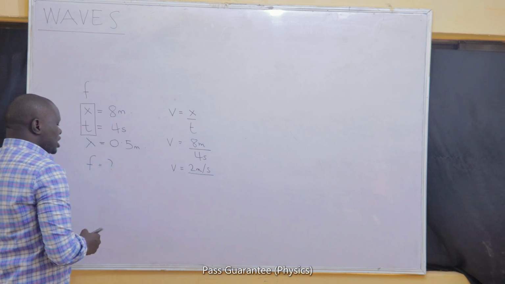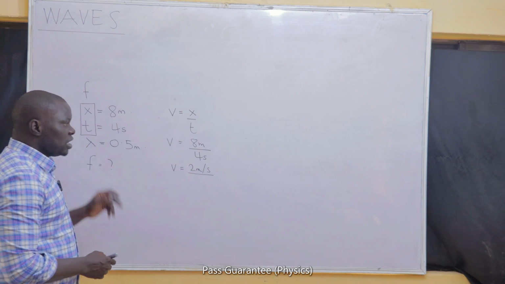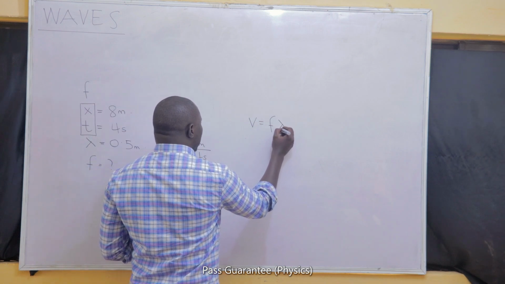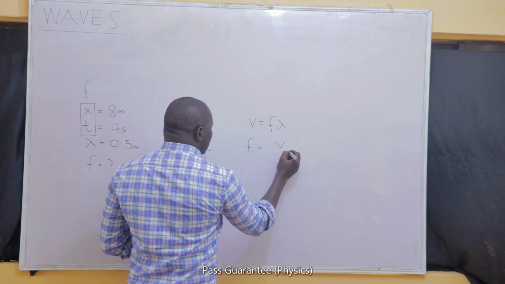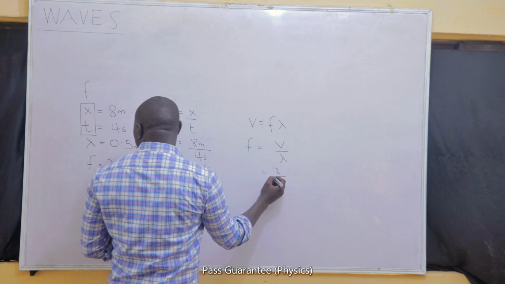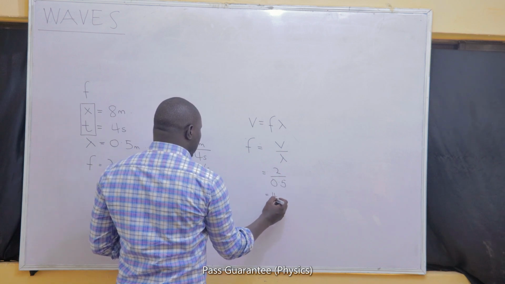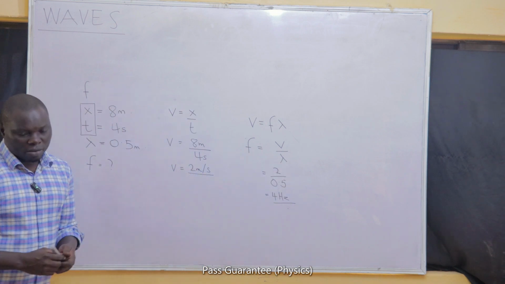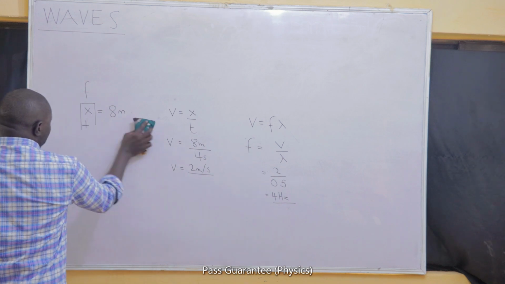If the velocity is 2 meters per second, then I can find the frequency, given the wavelength. Mind you, we know that the velocity is frequency times wavelength. So the frequency must be the velocity divided by the wavelength. The velocity is 2, the wavelength is 0.5. If we divide that, we should have 4 hertz. And that is all about that. So that is another question that we've been able to take.